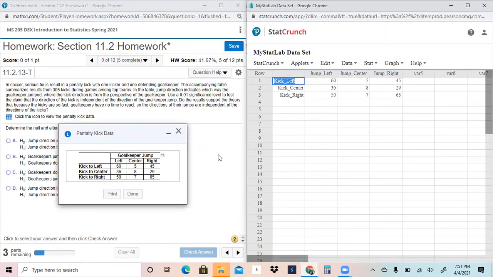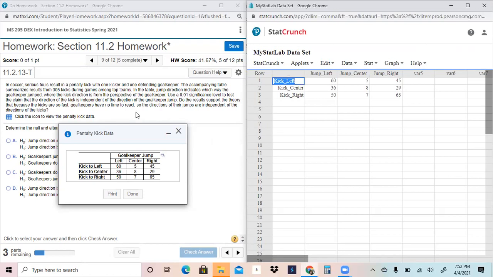So let's take a look at one problem that actually has more than just 2 columns and 2 rows. These are not required to have the same number of columns and rows; these just happen to have come out this way. So in soccer, serious fouls result in a penalty kick with 1 kicker and 1 defending goalkeeper. The accompanying table summarizes results from 305 kicks during games among top teams. In the table, jump direction indicates which way the goalkeeper jumped, where the kick direction is from the perspective of the goalkeeper.